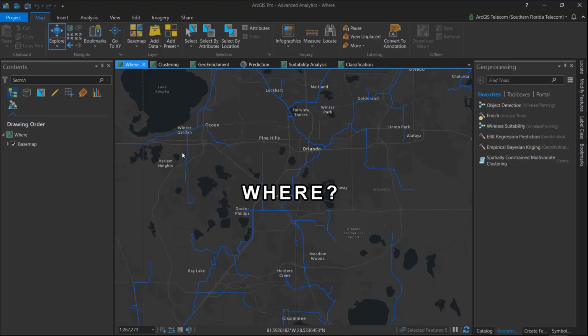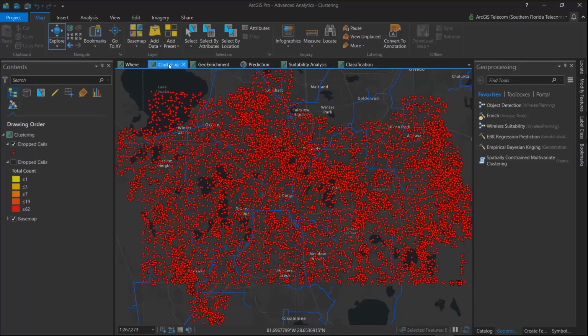Now, of the hundreds of spatial analysis tools that Esri offers, we'll focus on five different analysis techniques to help us solve the problem of where to deploy our wireless infrastructure. The first technique is clustering.